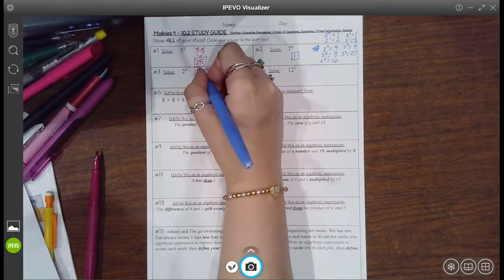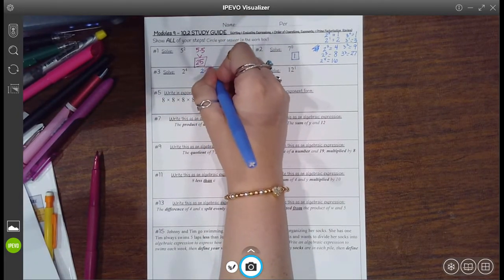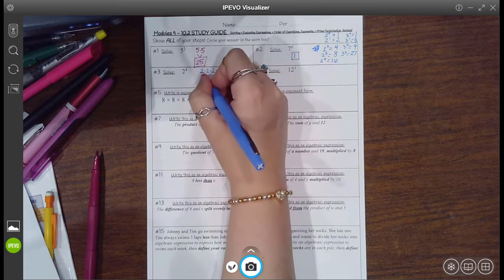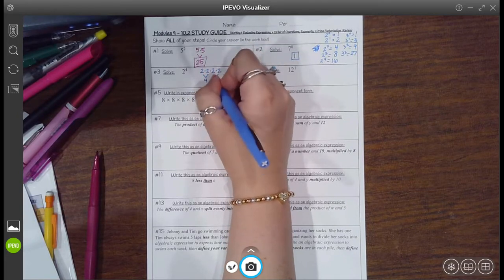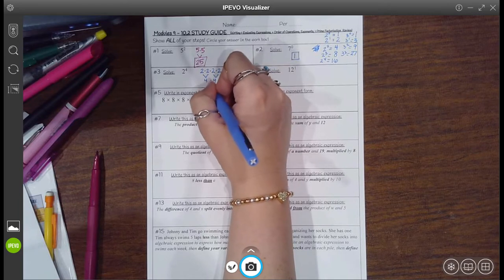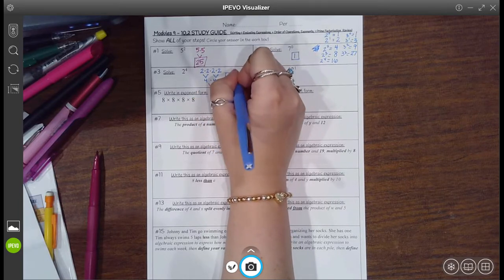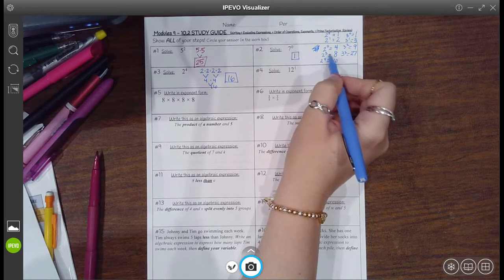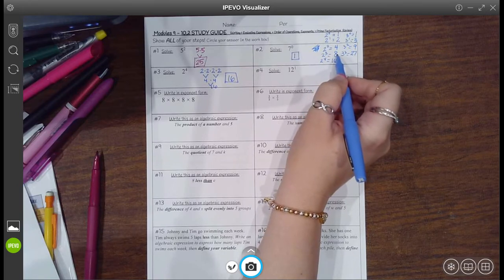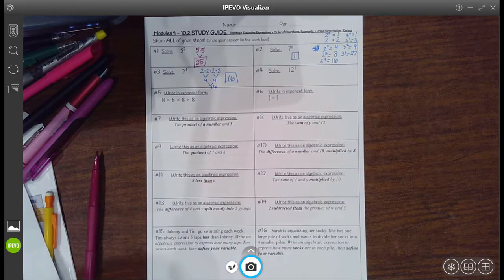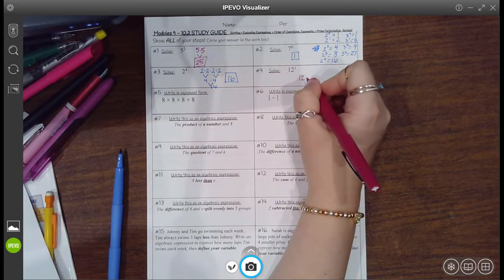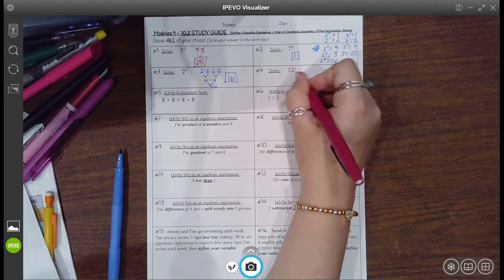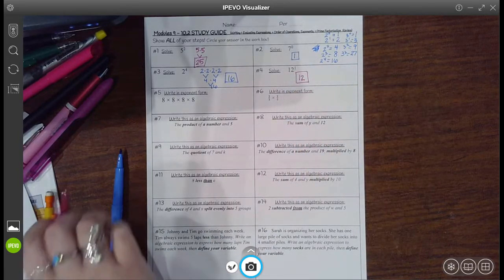2 to the 4th power, you have 2 times itself 4 times. So let's group those together. 2 times 2 is 4. That 2 times 2 is 4. And 4 times 4 is 16. Or you already did 2 to the 3rd over here, and that was 8. So one more of them would have been 16. Okay. And then 12 to the 1st power, you have 12 times itself, just 1. So 1 12. There you go.